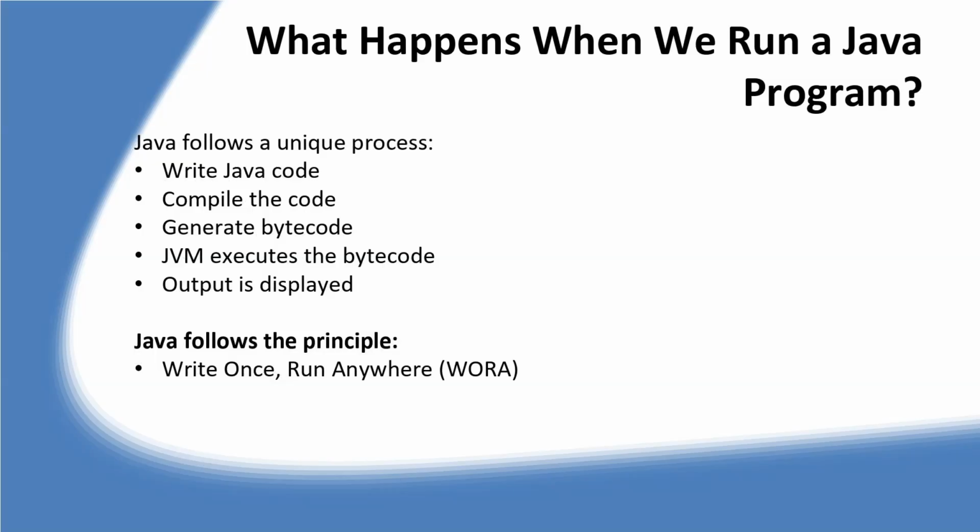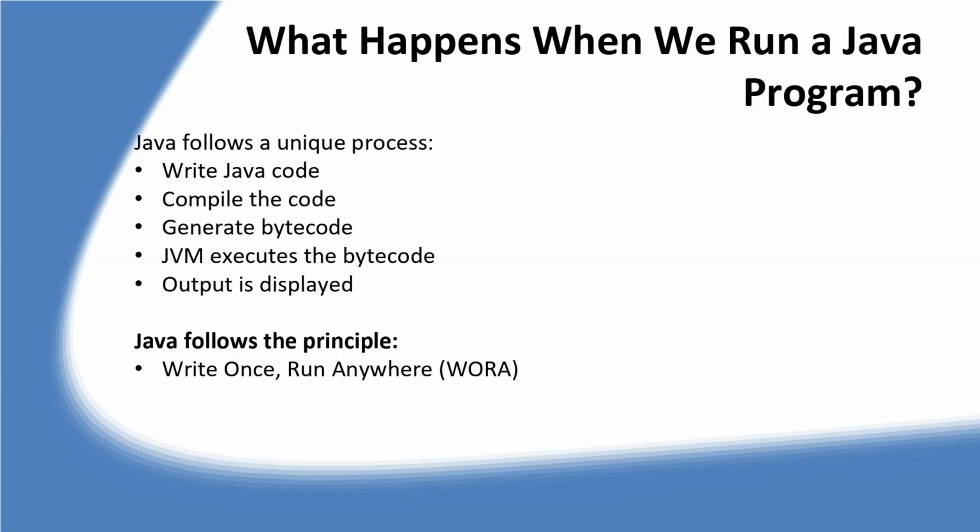So what happens when we run a Java program? Java follows a unique process. When we write a Java code, after compiling the code, we get the generated bytecode, and JVM executes those bytecode and converts it into machine code, and the operating system understands that machine level code and output is displayed.